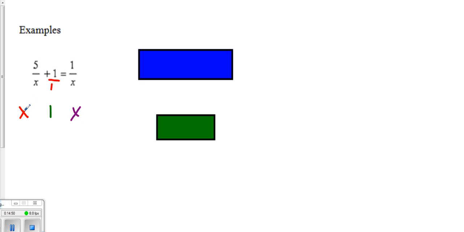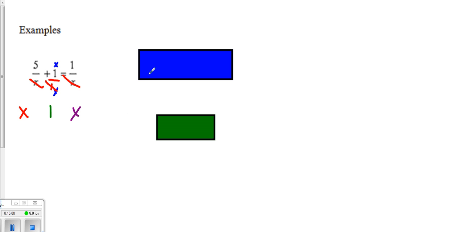Because this one we can get to an x, this one we can get to an x, but it's not there yet. This one we can get to x. So we need to multiply this by x on top and on bottom. When we do that, we now have a common denominator, so we can get rid of all of these denominators of x.